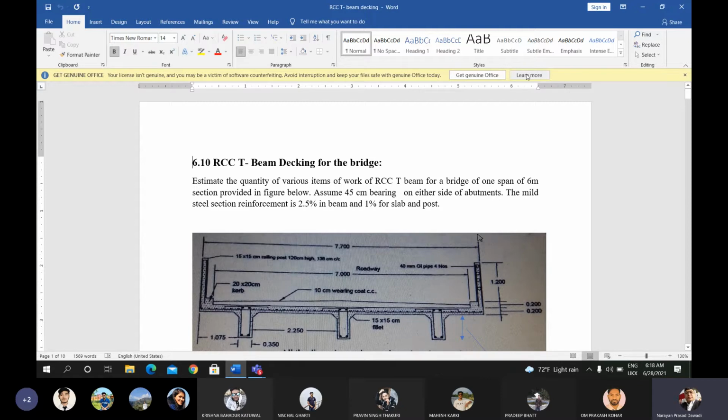Total length of this bridge span is 6 meter, and 45 centimeter bearing should be taken on either side. So the length will be 6 plus 2 into 0.45, which is 6.9 meter. Overall length will be 6.9 meter, and the cross sectional dimension is given here. After knowing this, you can calculate the different items of this T-beam decking for the bridge.